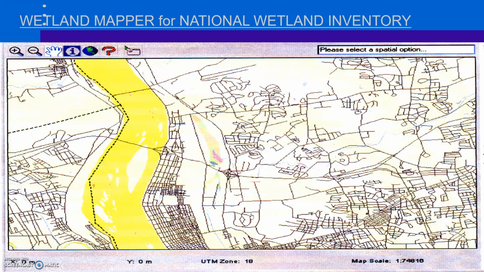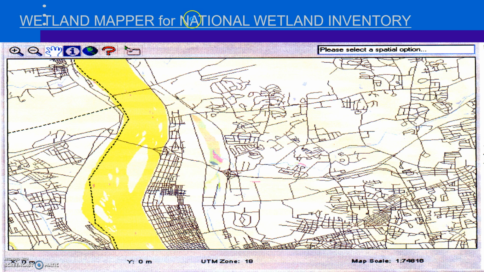Now I'd like to show you a website that can be used to actually map out whether or not there are any wetlands in a given particular area in the United States. This website is known as the Wetland Mapper website. It is maintained by the U.S. Fish and Wildlife Service, and it maps any wetlands that have been qualified to meet the requirements of the National Wetland Inventory. So these are federally recognized wetlands that are being mapped via this website.